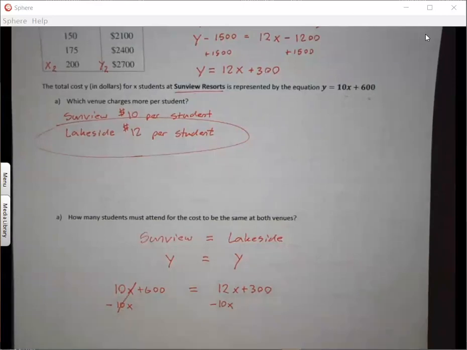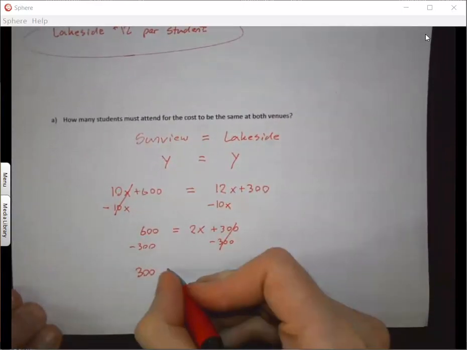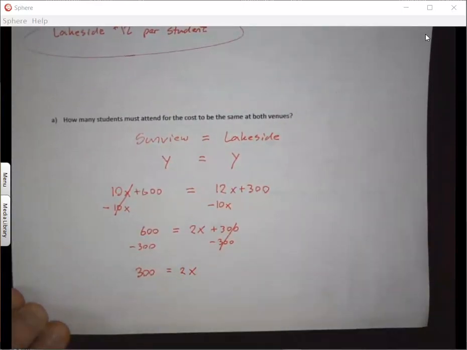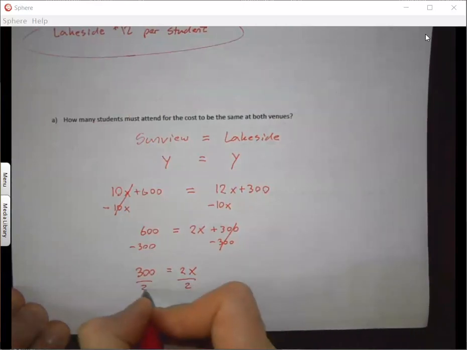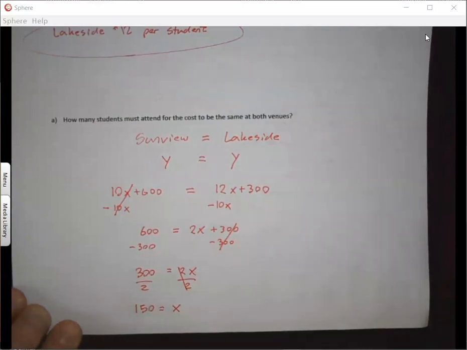Take away 10x from both sides. Take away 200 from both sides. Divide by 2. So when there are 150 students, the cost will be the same at both venues.